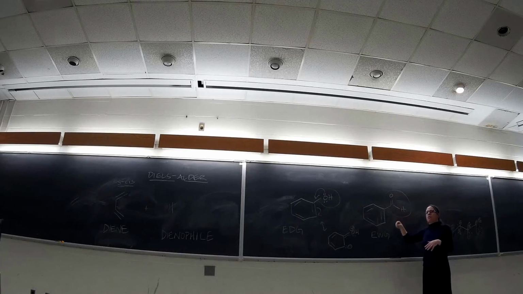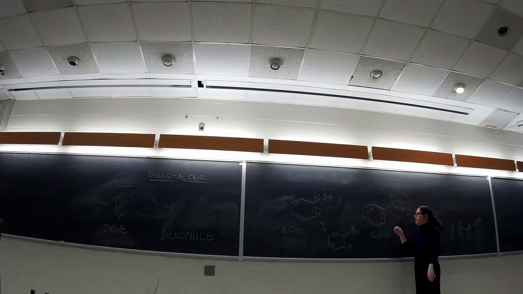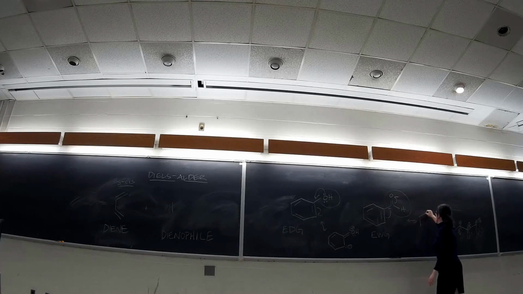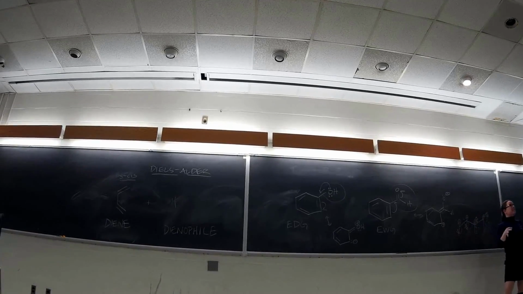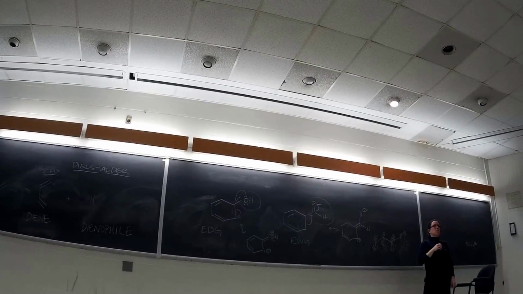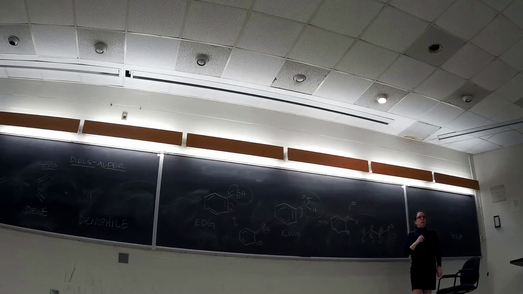And what this type of group does is it pulls out electron density, right? So it's going to, in essence, pull out electron density, and if I draw its one resonance structure here, it's going to look something like this, where now the ring has become less nucleophilic. The system has become less nucleophilic, okay? So we use this language.